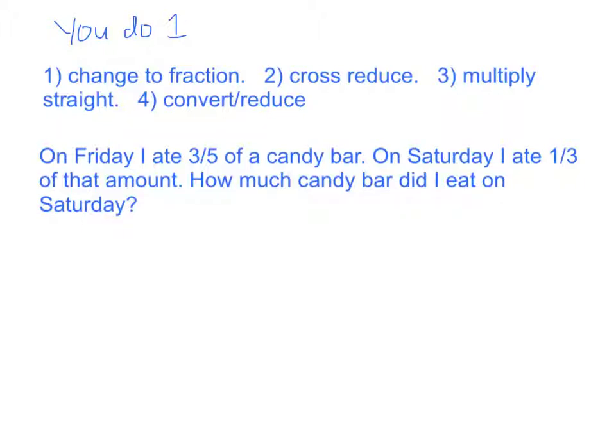So I have a candy bar that I ate 3/5 of on Friday, and then I ate 1/3 of that amount. Go ahead and figure out how much I ate on Saturday. Push play when you've got an answer or when you've gotten stuck. Okay, so I have a candy bar. I ate 3/5 of the candy bar, and then on Saturday I ate 1/3 of that amount. When you are splitting a fraction by a fraction, you're multiplying. So 1/3 of 3/5 is what this is. 1/3 of 3/5.